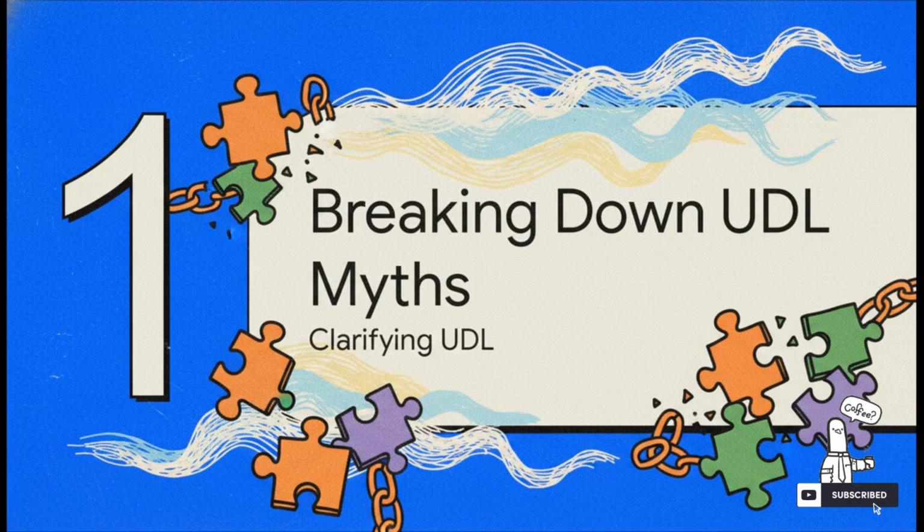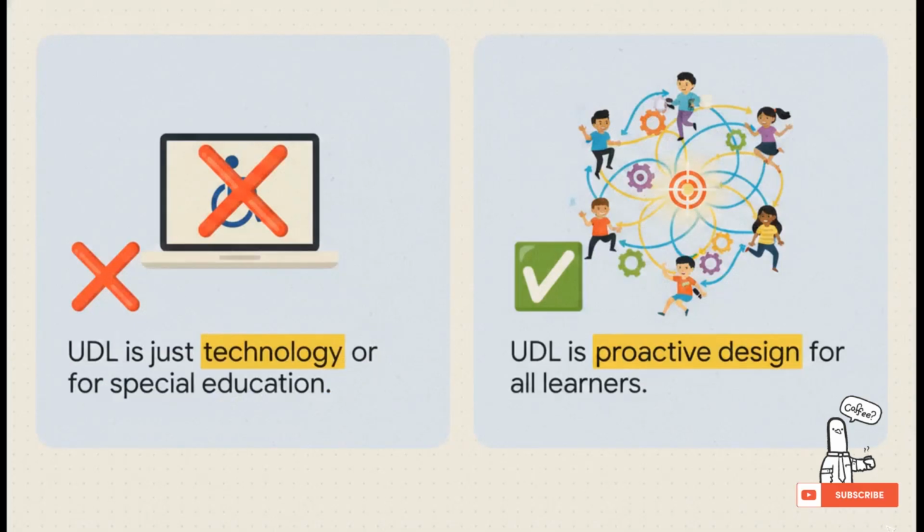All right, Section 1, breaking down UDL myths. Before we get too far, it's time to reframe what UDL actually is. Because a super common myth out there is that it just means adding laptops to a lesson, or differentiating only for students with IEPs. But the reality? UDL is proactive, intentional design for all learners. It completely assumes that learner variability is the norm, not some rare exception. This is for absolutely every student in our building.